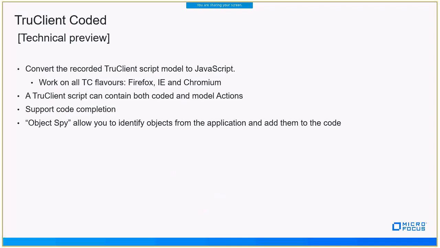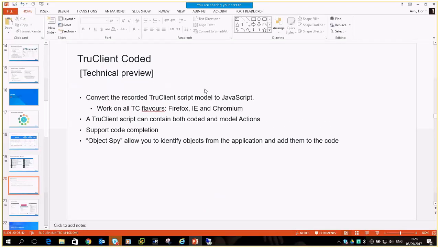It works on all TruClient flavors. It can contain both model actions and coded actions. It supports code completion. And there's also an object spy that allows you to identify the objects from the application you're recording and add them to the code. Meaning you can either record model, convert it to code, or you can start from code, from scratch. How does it look? Again, let's see it live.